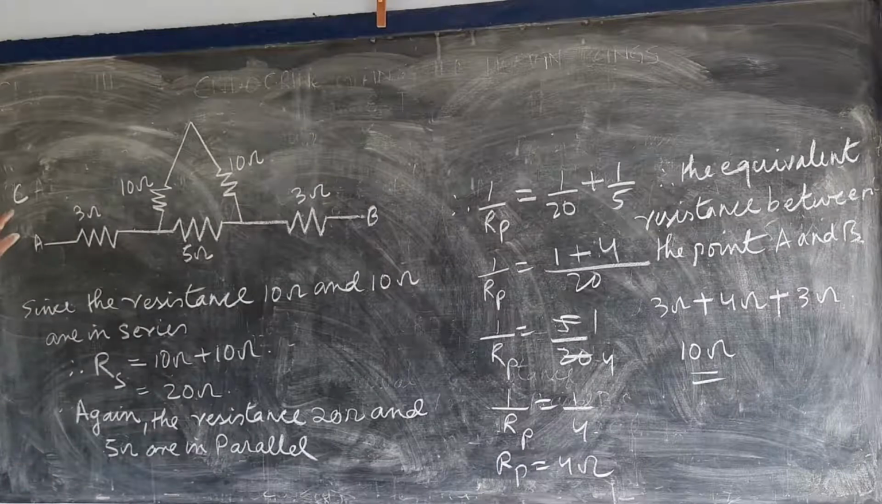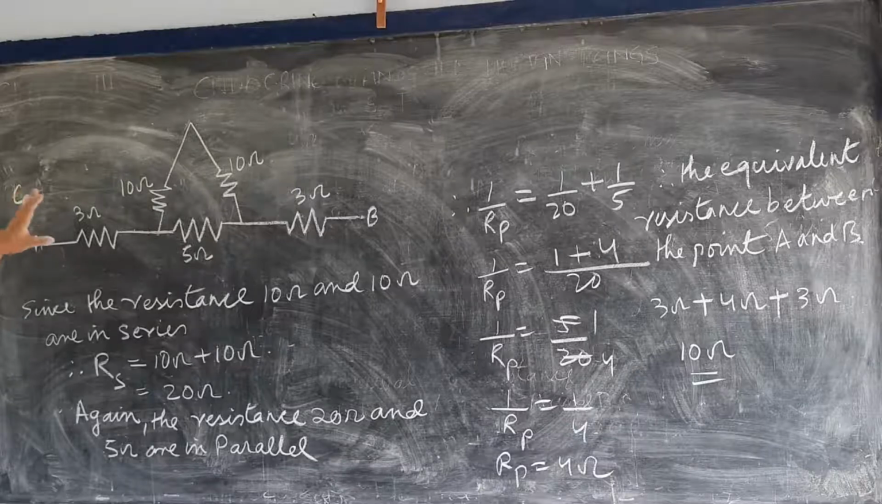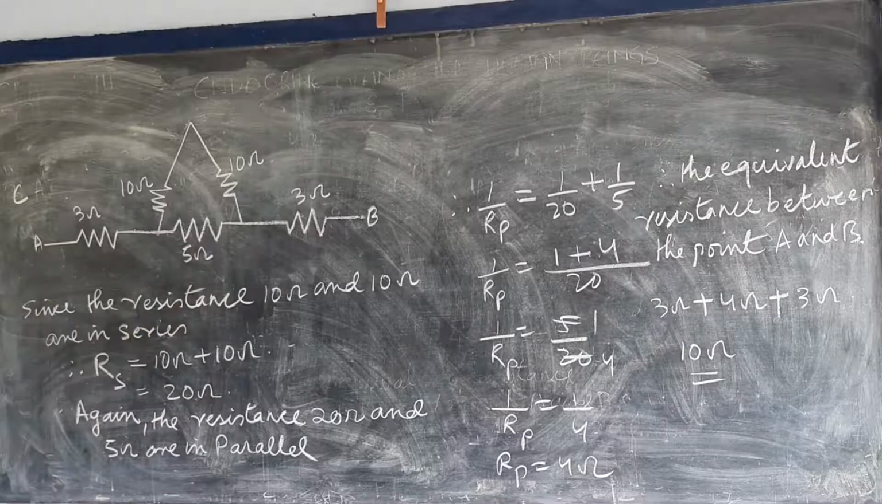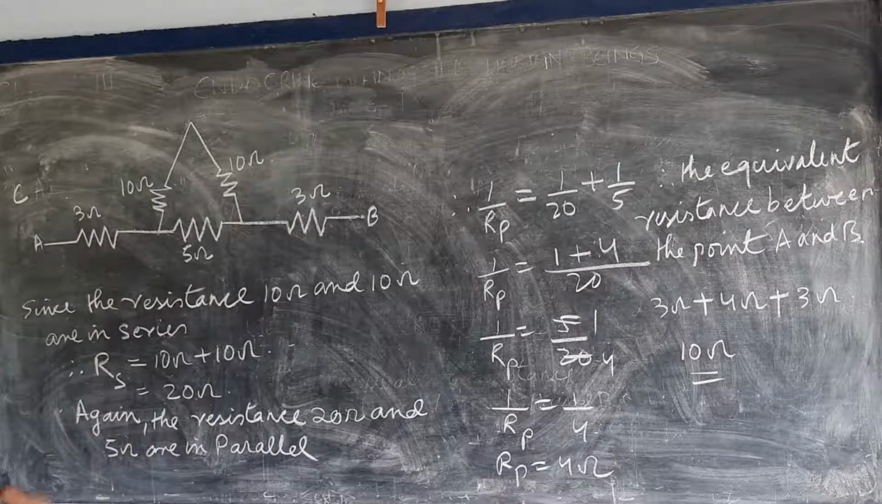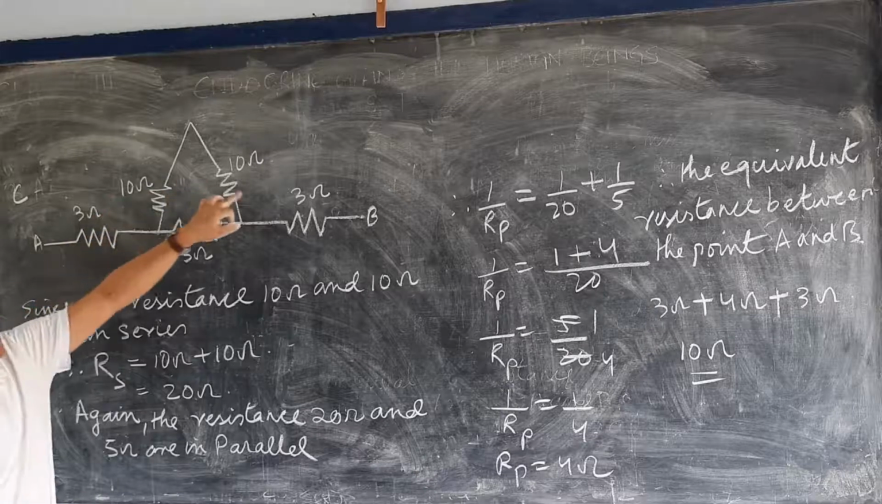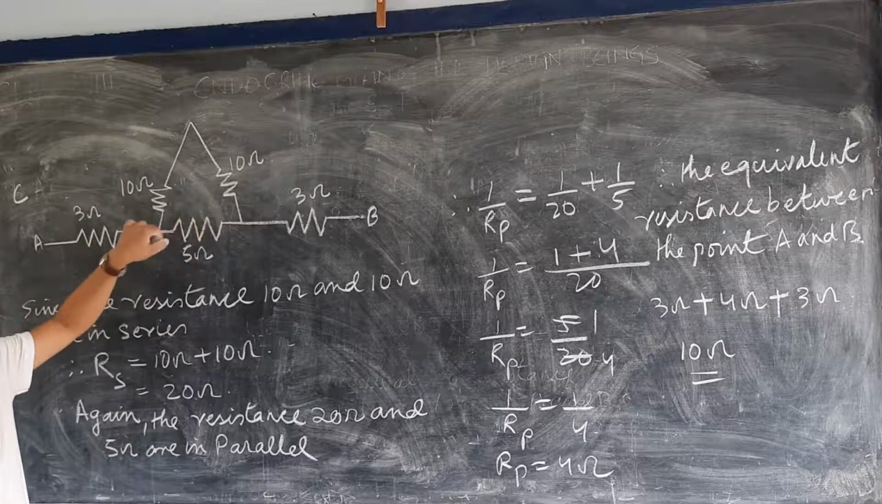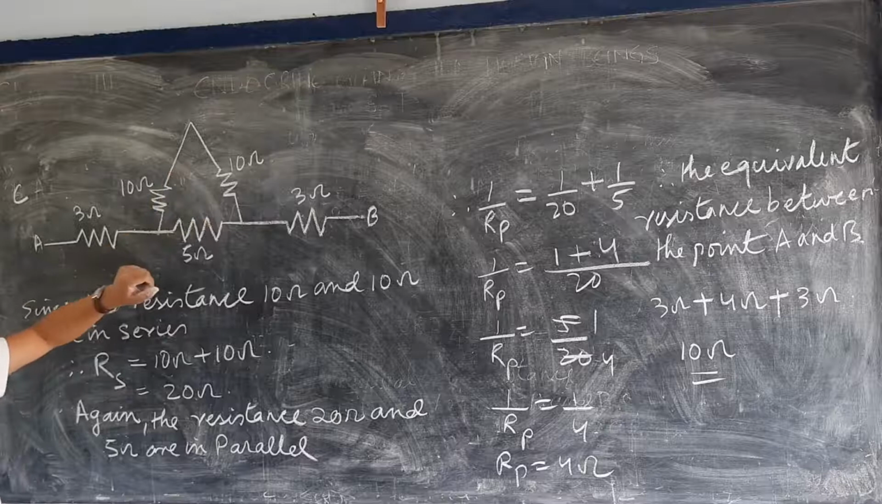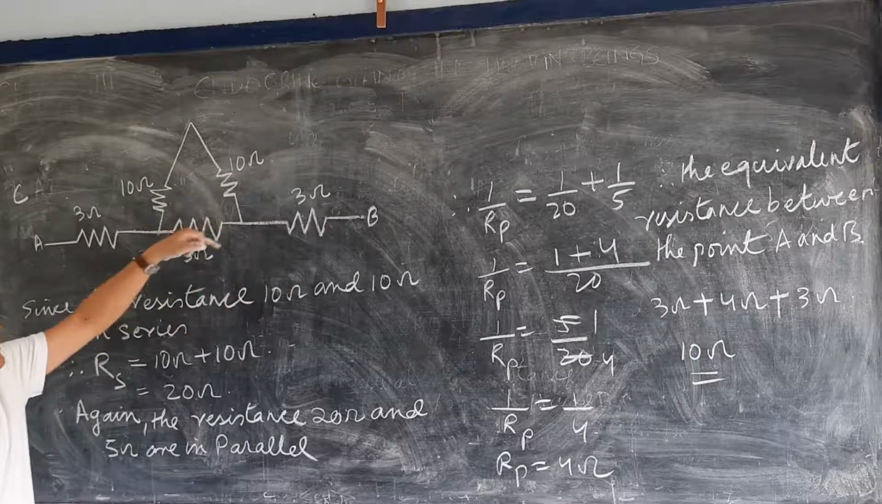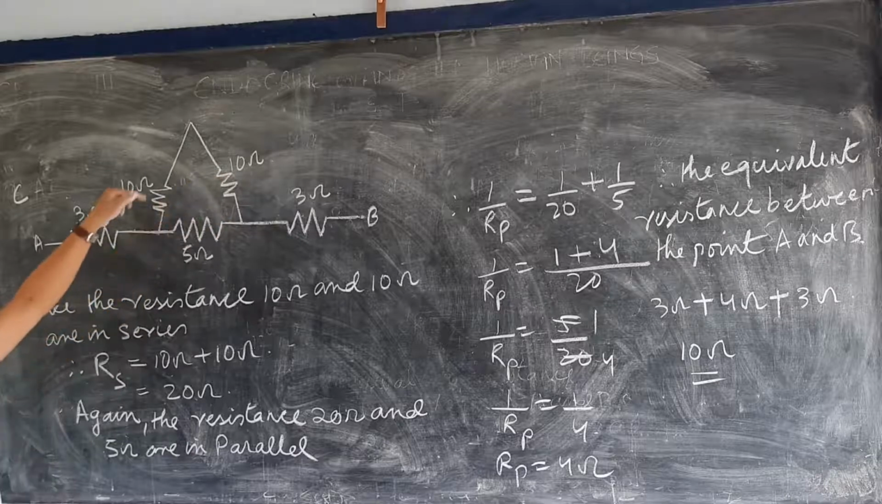Now the next question, number C. In this question, again you have to find the equivalent resistance between the points A and B. The resistances given here are 3 ohm, 10 ohm, 10 ohm and 5 ohm. Since the resistances form a triangle here, and the other one is the 3 ohm, first we find the equivalent resistance of this triangle.